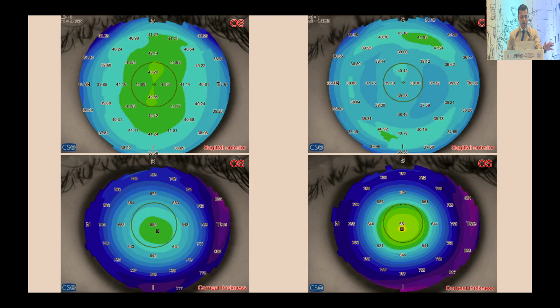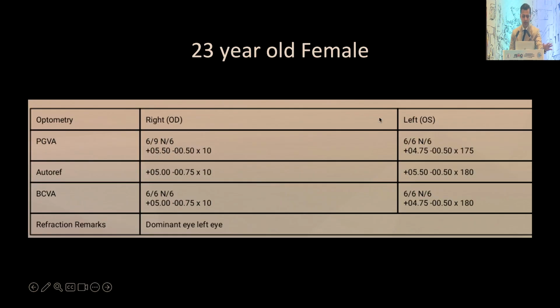It's a very pristine cornea, very well balanced. The entire ablation profile is centered onto the pupil, and it's a very, very clear situation. That was a myopic LASIK.